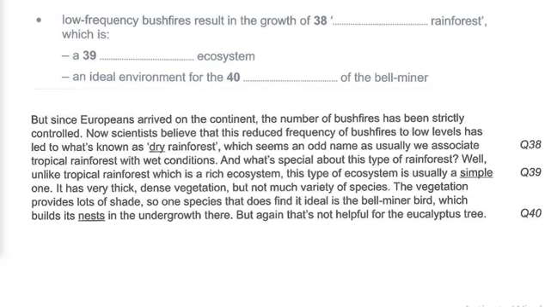Well, unlike tropical rainforest, which is a rich ecosystem, this type of ecosystem is usually a simple one. It has very thick, dense vegetation, but not much variety of species. The vegetation provides lots of shade, so one species that does find it ideal is the bell miner bird, which builds its nests in the undergrowth there. But again, that's not helpful for the eucalyptus tree.